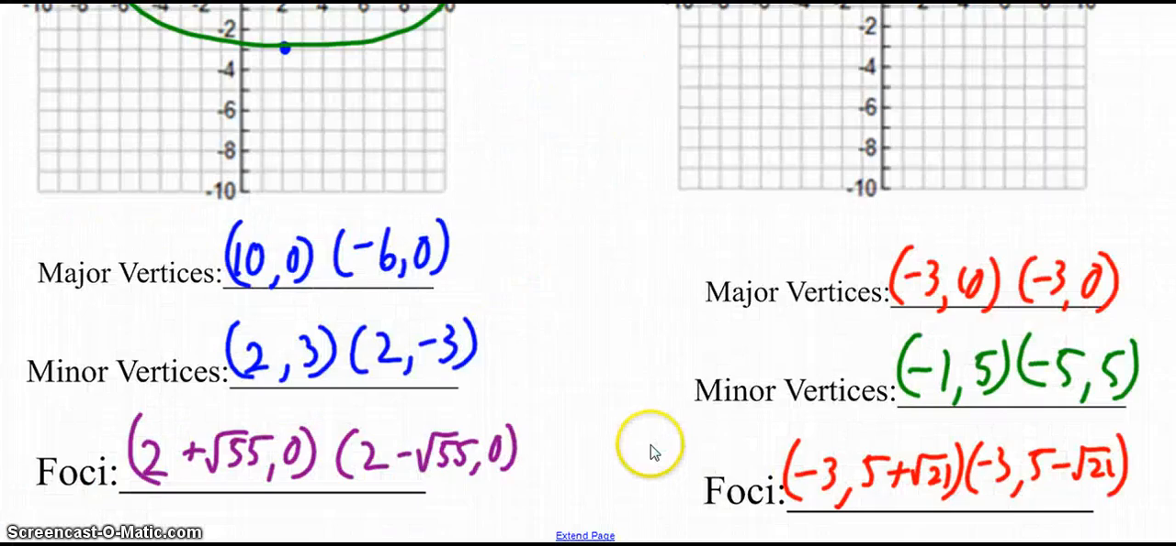Okay, so for our major vertices, we should get the points negative 3, 10 and negative 3, 0. Minor vertices are negative 1, 5, and negative 5, 5. Our foci are negative 3, comma 5 plus root 21, and negative 3, comma 5 minus root 21. How do we come up with that?